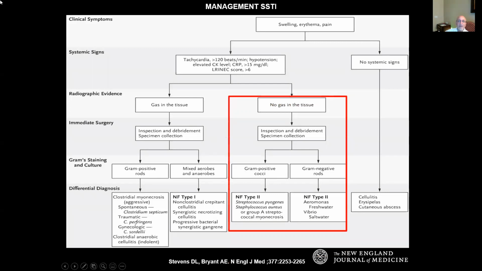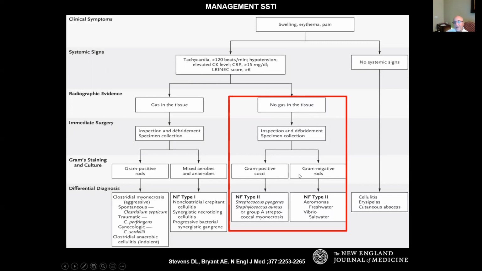So let us review the algorithm in a patient with suspected skin and soft tissue infection that may be necrotizing. Initially, physical examination and labs should be obtained, including a C-reactive protein, CK level, and the LRINEC score that has been shown to be quite predictive for soft tissue infections with necrosis. If the patient does not have any gas in the tissues on a plain X-ray, the patient most likely has gram-positive cocci, which is generally Streptococcus pyogenes or Staph aureus.